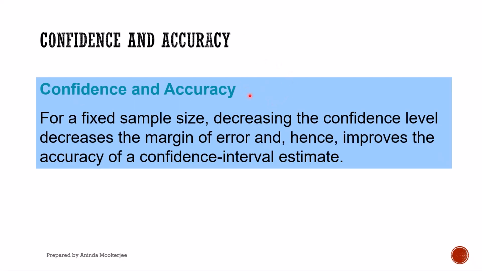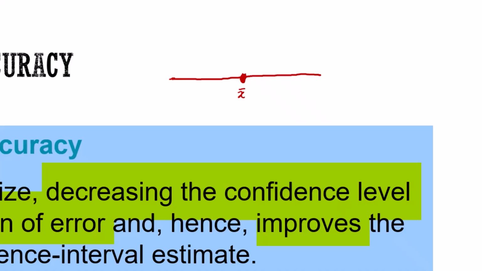Here we are going to see how the confidence level and the margin of error affect the precision or accuracy of our estimates. It says here for a fixed sample size, decreasing the confidence level decreases the margin of error and hence improves the accuracy of a confidence interval estimate. So let's see what that means. When we are not given a margin to make an error, then our estimate has to be absolutely precise to the actual value.